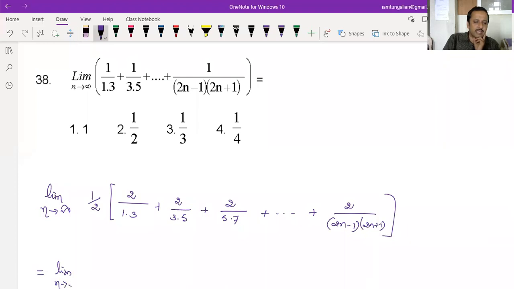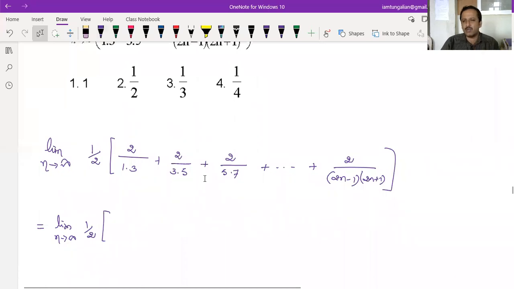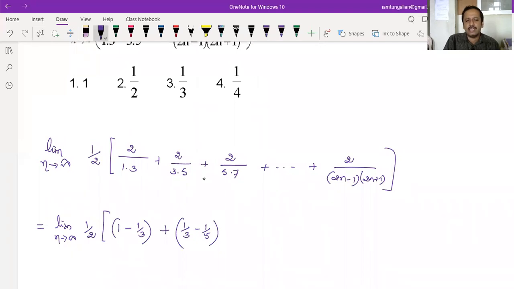That's equal to limit n tends to infinity 1 by 2 into this: 2 by 1 into 3 is nothing but 2 by 3. I'll write 2 by 3 as 1 minus 1 by 3. And 2 by 3 into 5 can be written as 1 by 3 minus 1 by 5. Observe, 3 into 5 is 15, so it is 2 by 15. Suppose I want to find out 1 by 3 minus 1 by 5: I'll take LCM. LCM is 15. 3 5s are 15, 5 into 1 is 5 minus 5 3s are 3, 5 minus 3, 2 by 15. Right? So that 2 by 15 here we have, I am writing as 1 by 3 minus 1 by 5.